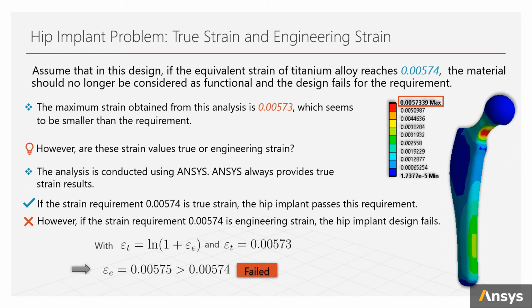We can convert the obtained equivalent strain value to engineering strain using the relationship equation between true and engineering strain. And turns out, the engineering strain of the equivalent strain is larger than the strain requirement, which means the design needs modification. This example here seems to be a design entrapment. But the point we want to prove here is, engineer needs to pay attention in dealing with true and engineering strain values.